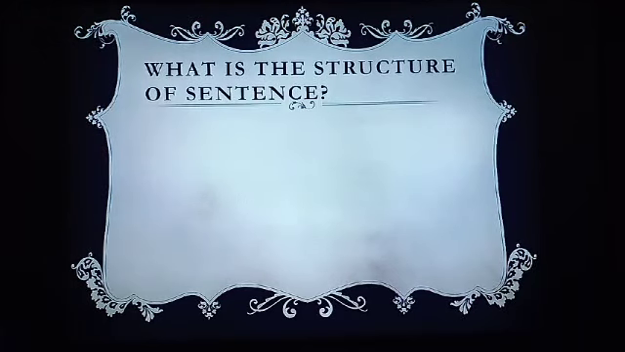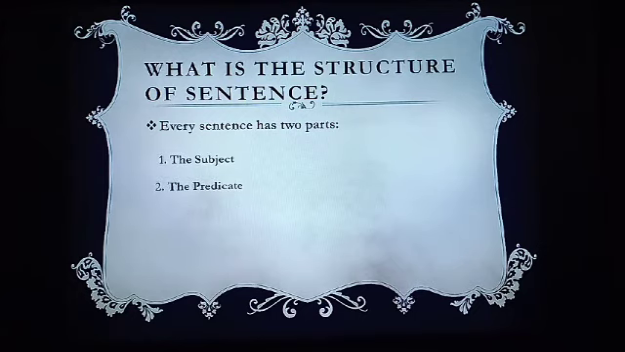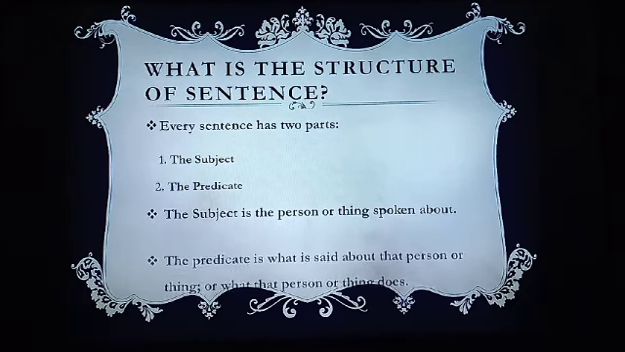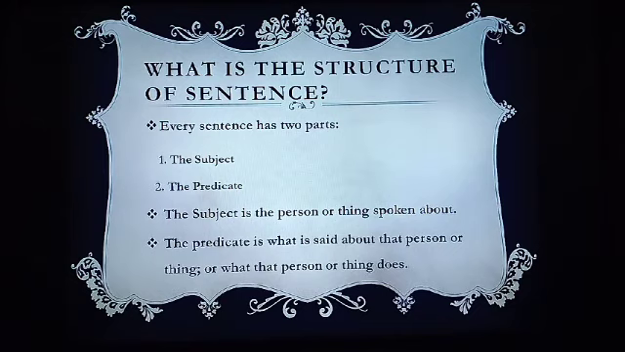Now let us see what is the structure of the sentence. Dear viewers, every sentence has two parts. Number 1, the subject. Number 2, the predicate. The subject is the person or thing spoken about. The predicate is what is said about that person or thing or what that person or thing does.